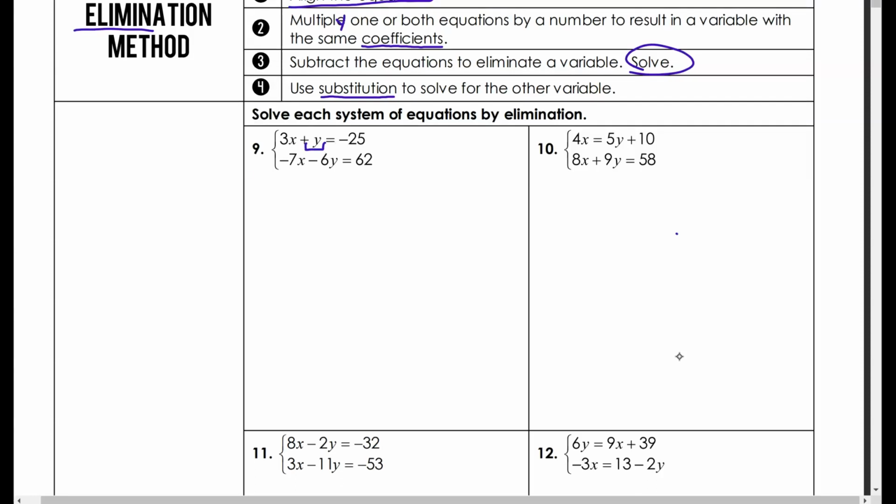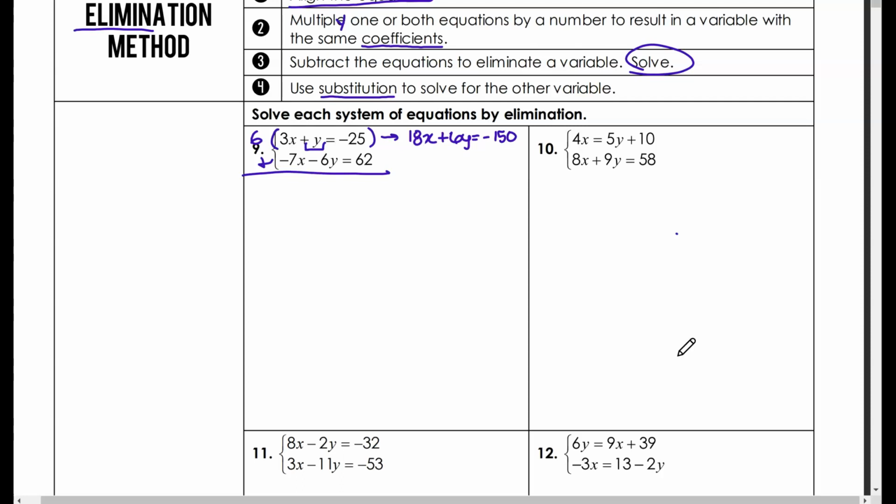In order to cancel this out, if I was going to add these two together, positive y minus 6y doesn't go away. However, if I take this entire first equation and multiply it by 6, as long as I multiply every single element by 6, I'm not changing the equation, I'm just multiplying it by 6. So this becomes 18x plus 6y equals negative 150. Because I multiplied both sides, I have not changed the equation, so that's okay.